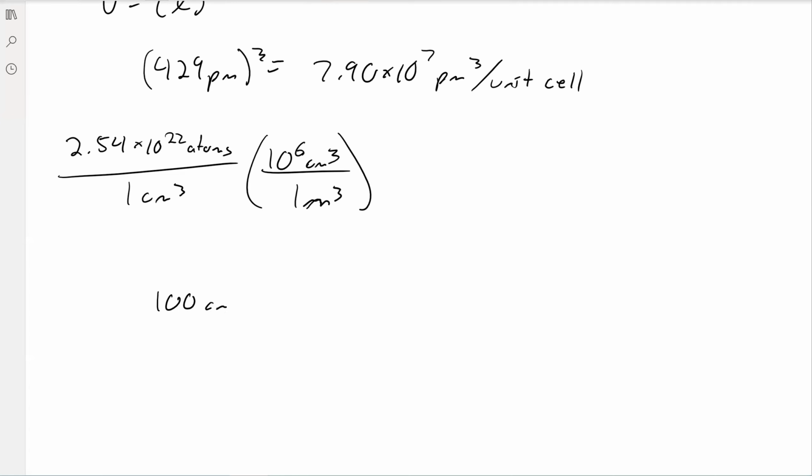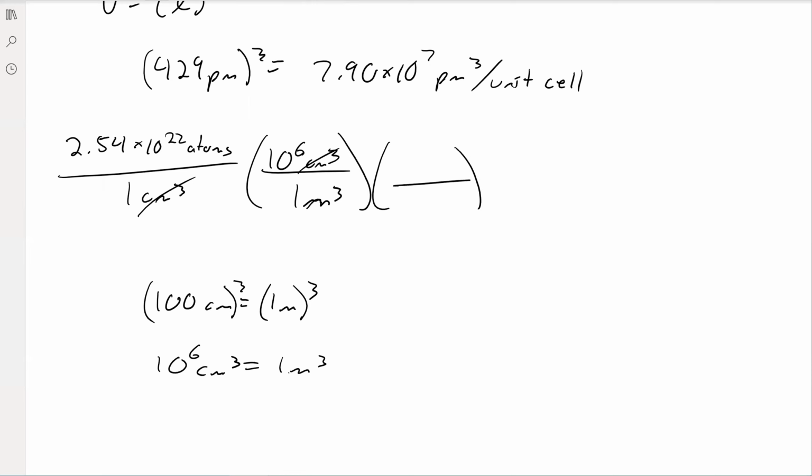Well, you know that there's 100 centimeters in 1 meter. And so if you cube both sides, not only do you have to cube the unit, but you have to cube the number. And so if you cube 100, you get 10 to the 6. Right, so 10 to the 6 centimeters cubed in 1 meter cubed. The centimeters cancel out. Now we're at meters. Now we can go from meters to picometers.